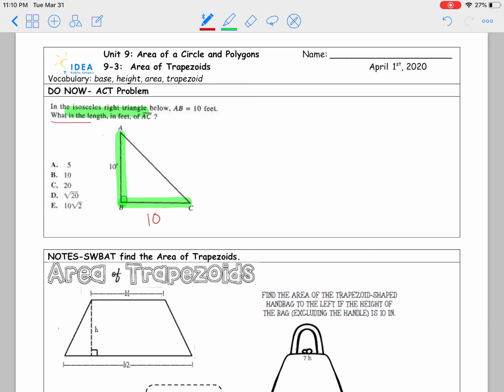Since the question is asking us to find the length of the segment, we're going to be placing our X on AC. Here, since we're looking for the length of the hypotenuse, we need to use the Pythagorean theorem. The Pythagorean theorem is a squared plus b squared equals c squared. Since AC represents the hypotenuse, in order for us to find it, we need to take the square root of the sum of the legs squared.